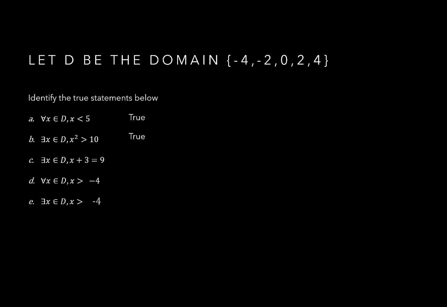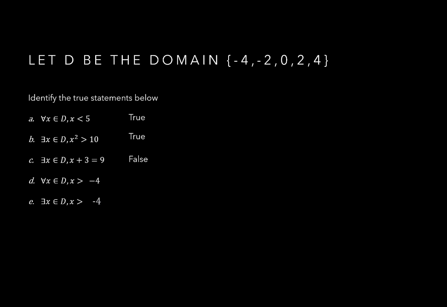Next, we have there exists x in D where x plus 3 is equal to 9. Here's our first problem. The highest number I can have, 4 plus 3, is only 7. I don't have a number that when I add 3, I get the value of 9, so we'll say this is false.